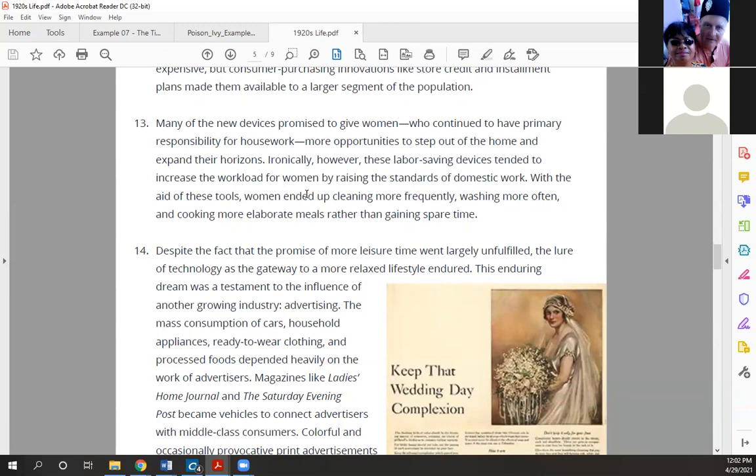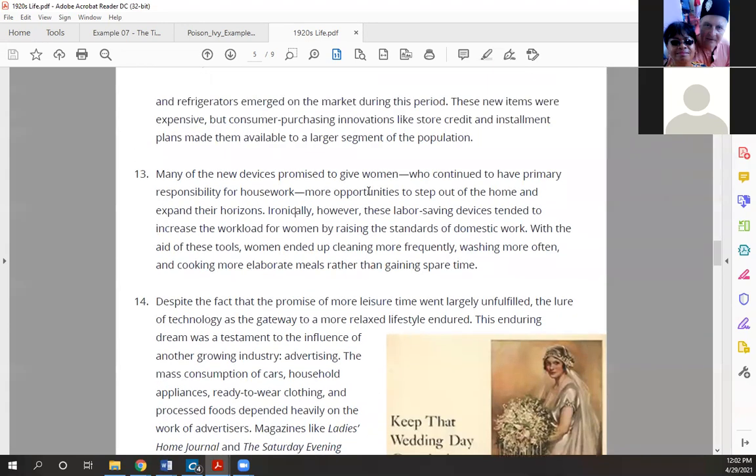So that's kind of the way things work with consumer products, with these time-saving things.